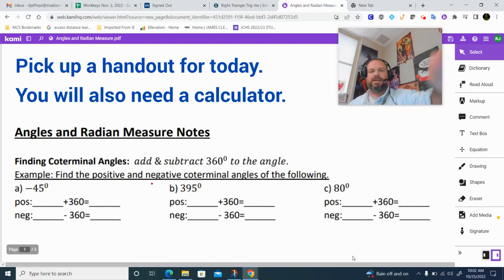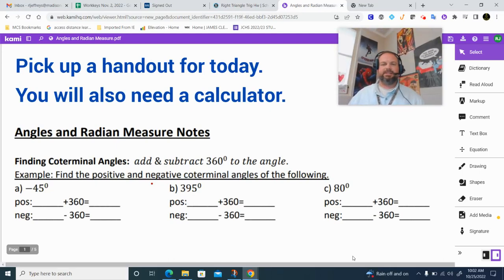Okie dokie. So today in Mr. Jeffrey's Algebra 2 with statistics, we are looking at angles in radian measure.